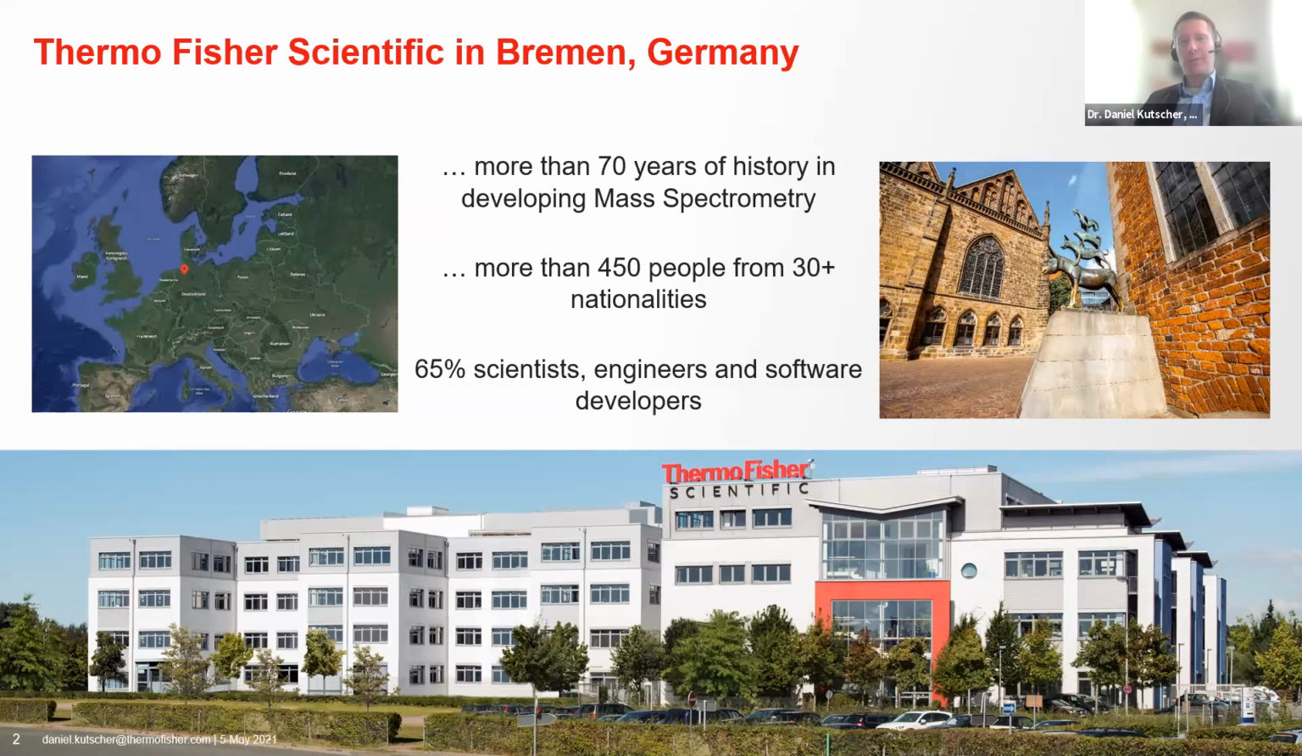So basically the origin of this company dates back more than 70 years now. The first commercial instrument was brought to the market as early as 1950. And right now you can see our building here on the bottom of the slide. There's more than 450 people with more than 30 nationalities, so quite a diverse and international team working on the development of a range of different mass spectrometers, not only ICP-MS, but also other instruments, for example, multi-collector ICP-MS, gas isotope ratio, and also the Orbitrap technology is key to the portfolio of the Bremen site.